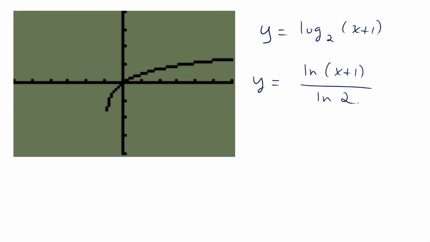Let's go ahead and find the domain and range. Looking at the graph, we see that in terms of the domain, the graph goes from -1 to positive infinity. X cannot equal -1 because we cannot take the log of 0. So it's from -1, not including -1, to positive infinity. And the range is all real numbers.